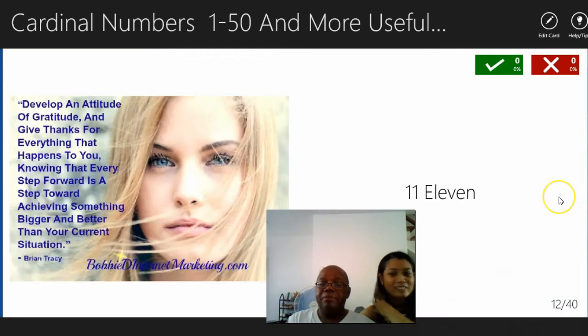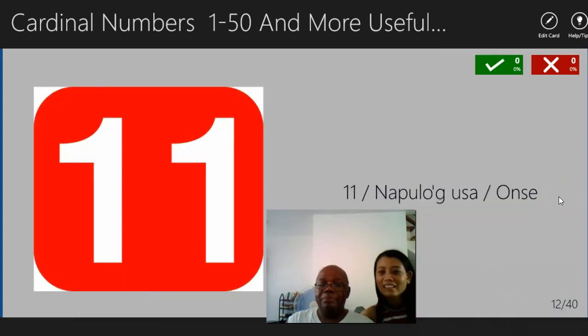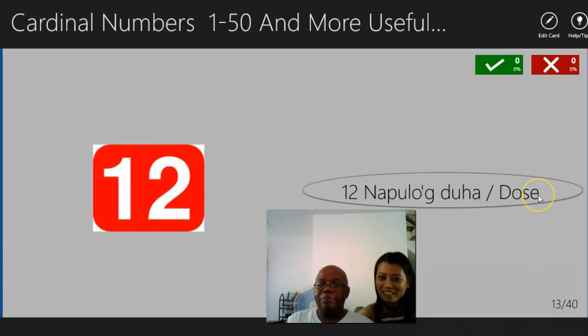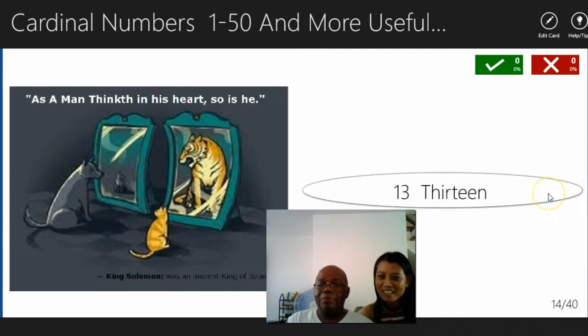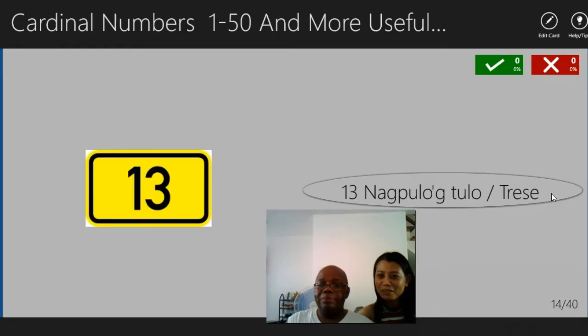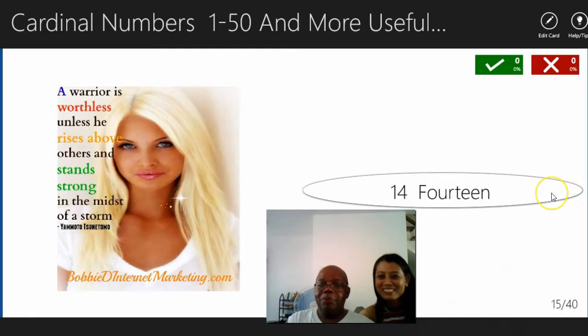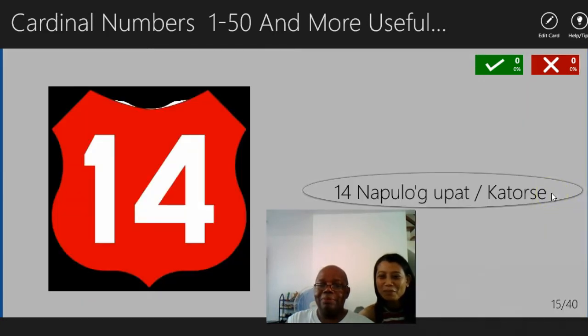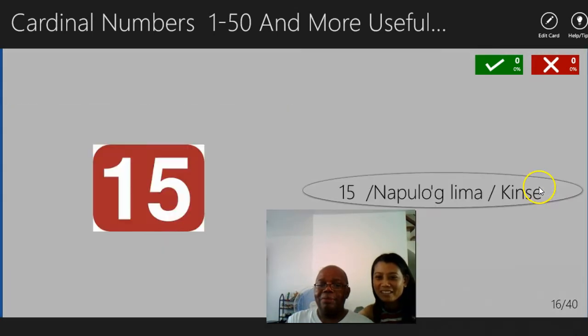Number 11: napulog usa or onse. Number 12: napulog duha or dose. 13: napulog tulo or trese. 14: napulog upat or katorse. 15: napulog lima or quince.